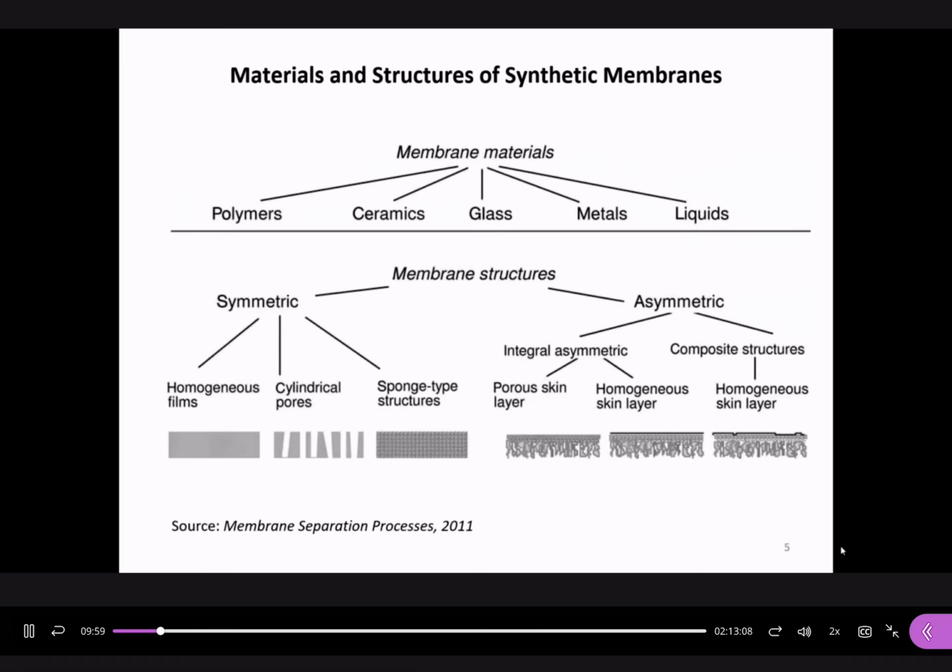All right. So we say that a membrane is a thin barrier or film. They are made of different materials.